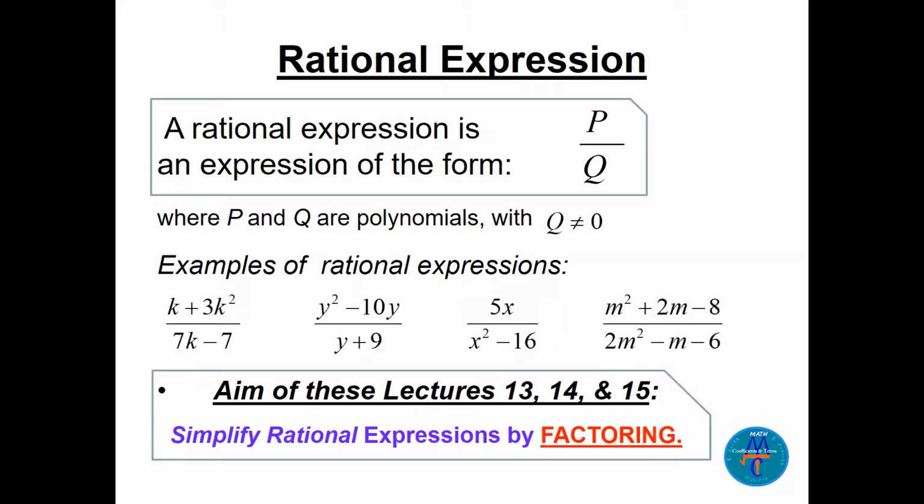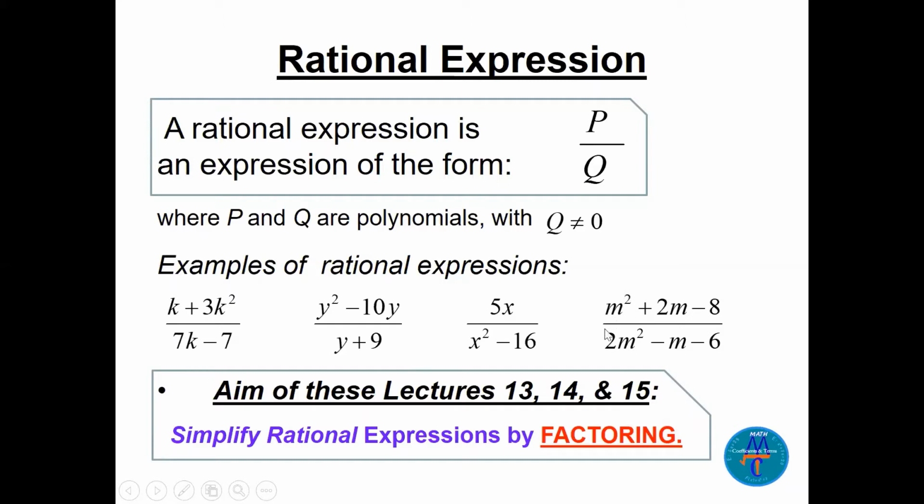What is a rational expression? A rational expression is an expression of the form P over Q. P is a polynomial, Q is another polynomial, and then we have to simplify them. Remember, we have seen before, maybe in lecture number 2, rational numbers like 2 over 3, 5 over 7, 6 over 5. Now, these are rational expressions, same idea almost everywhere, except a little more difficult because we have x, y, k, w, m, we have some variables and letters. So the aim of these lectures is to simplify them.